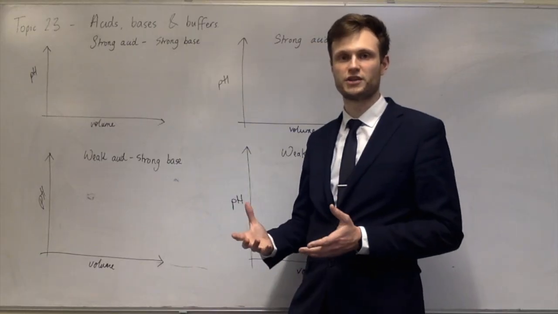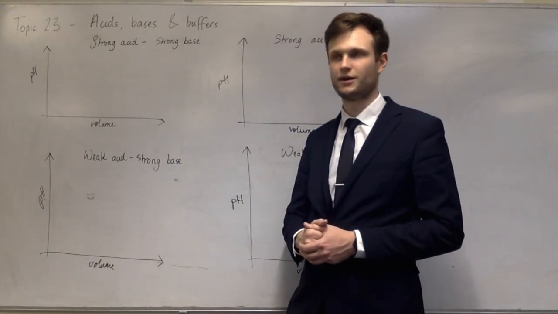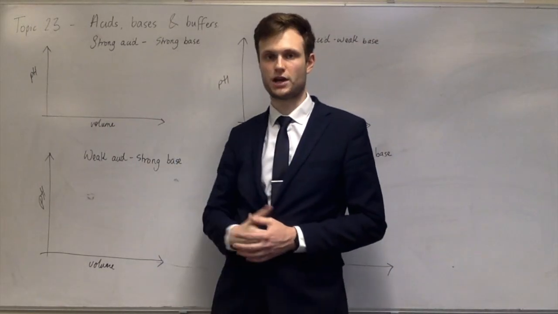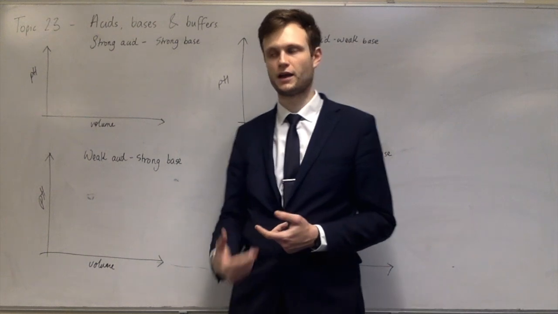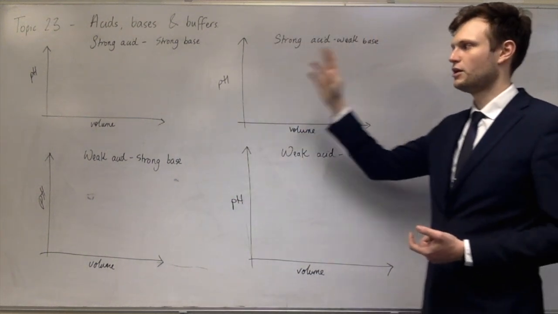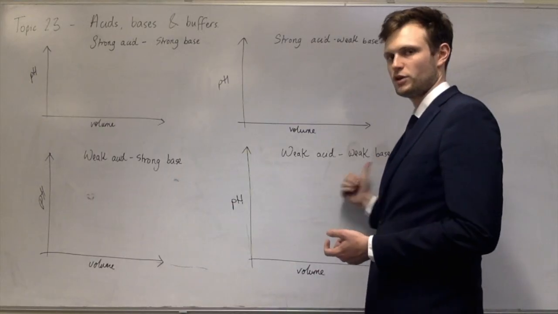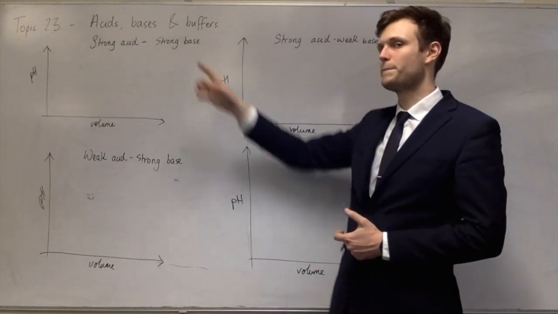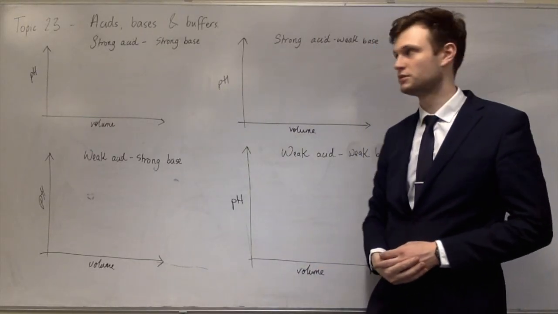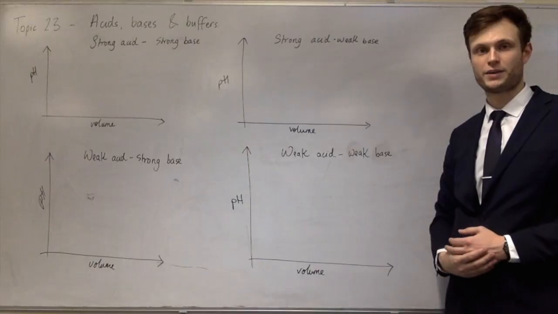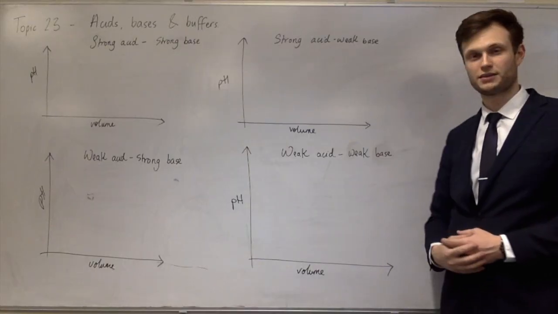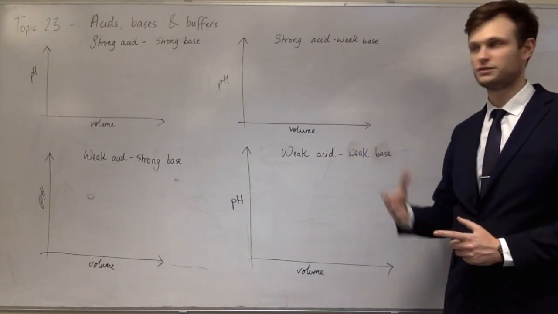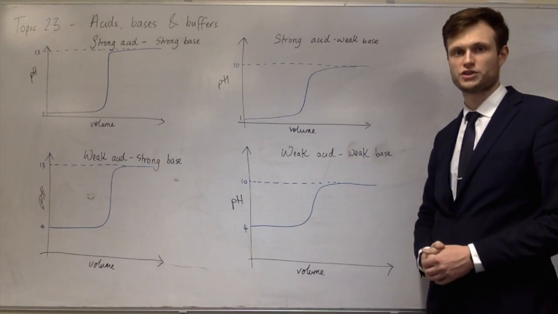Say I've got 25 centimeters cubed of a 1 molar acid and I'm adding 1 molar strong base to that. How does the pH change as I add that base? And the same for strong acid, weak base, weak acid, strong base, and weak acid, weak base. Now let's just say that our strong acids have a pH of 1, our strong bases have a pH of 13, and our weak acids have a pH of 4, and our weak bases have a pH of 10. How would each of these graphs look for these 4 reactions? And these are what you'd get.